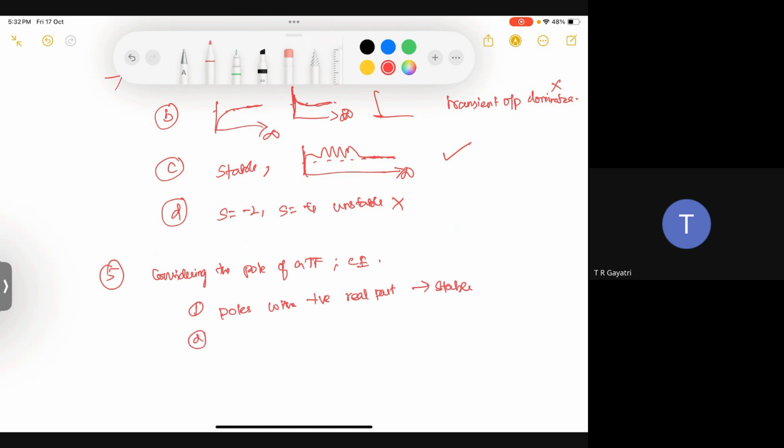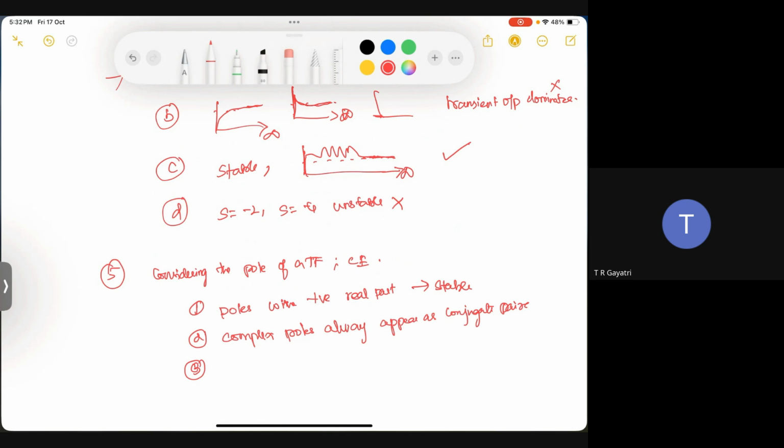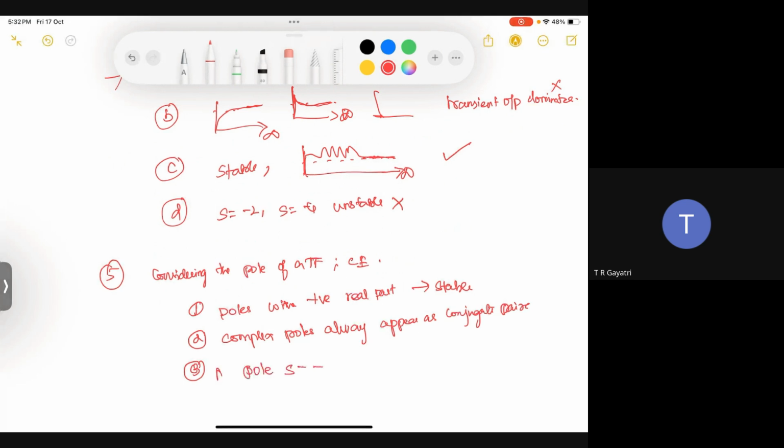Second is complex poles always appear as conjugate pairs. Third option is a pole at S equal to minus sigma, where sigma less than 0. You should be careful here. It implies that the transient response exhibits exponential decay.